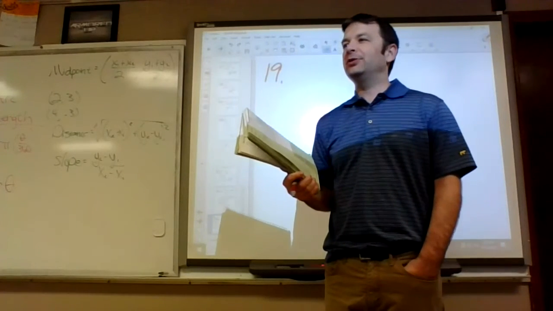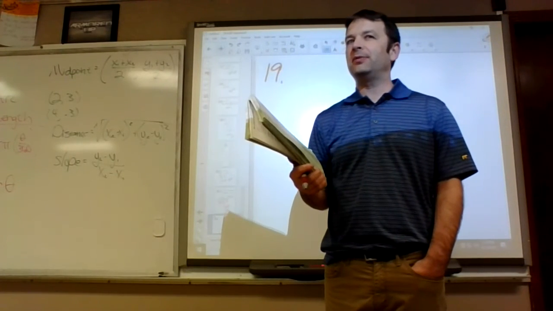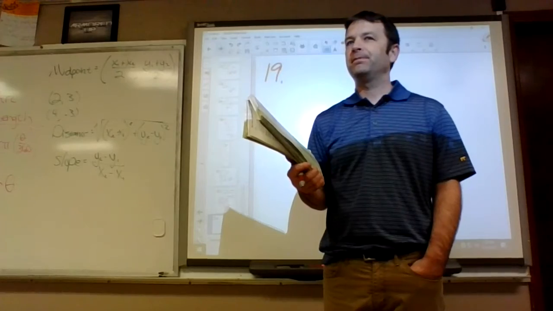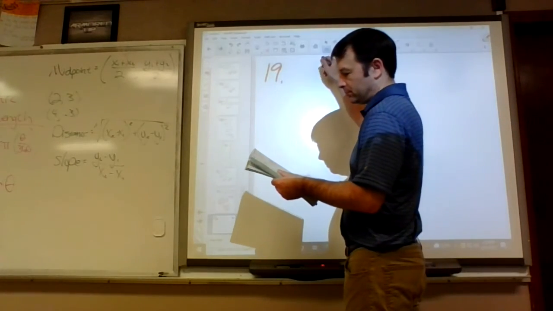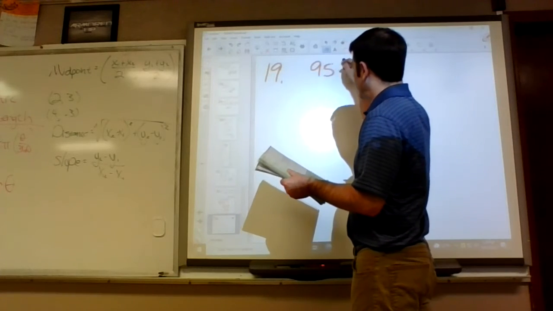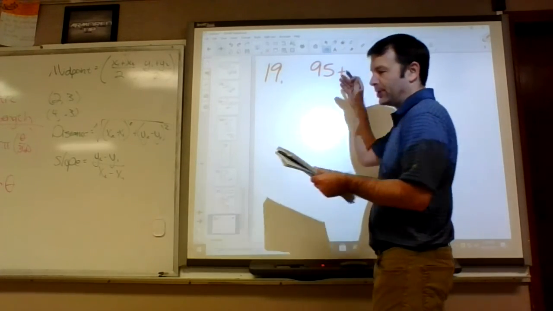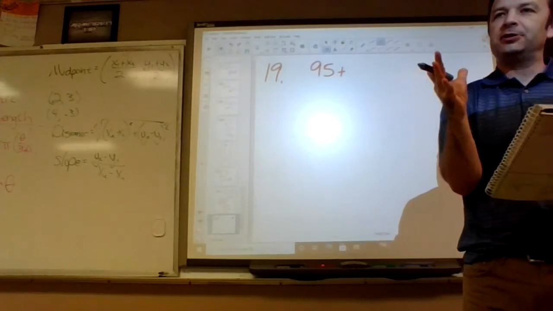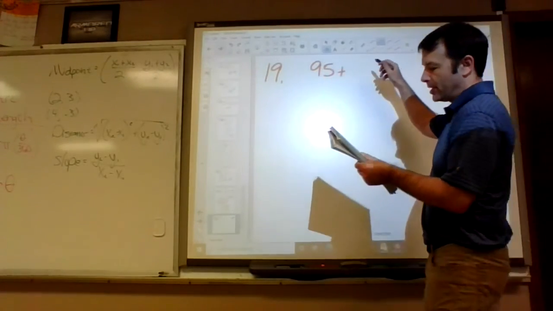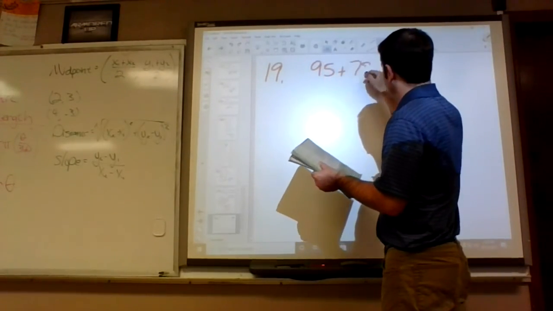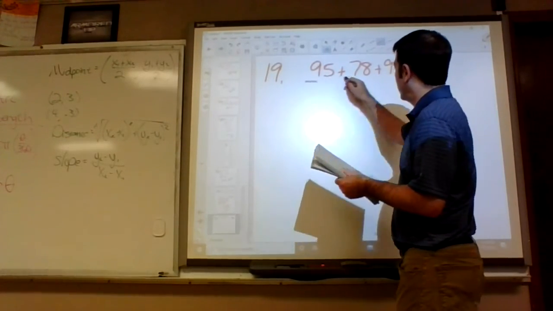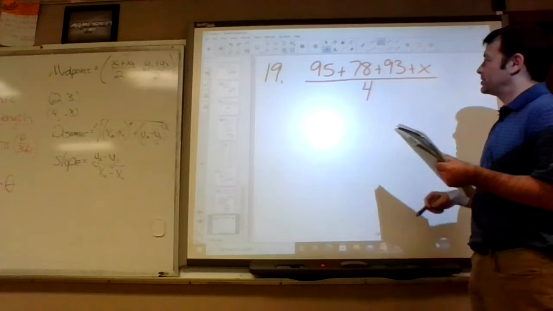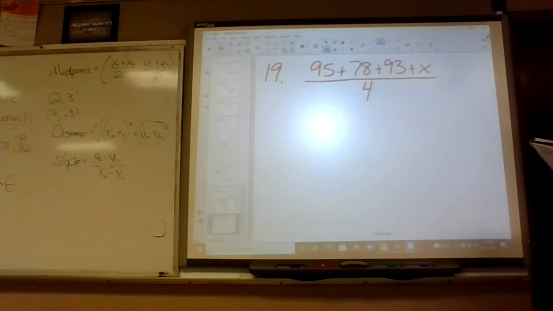How many numbers are we averaging together on this problem? 4. Why are there 4? Because we're counting the test he hasn't taken yet. We want the average of the 4 tests to be at least 90. So how do we average? We add them together and divide by the number of tests, which is 4. And we want that grade to be at least 90.